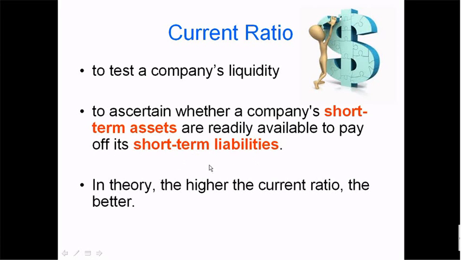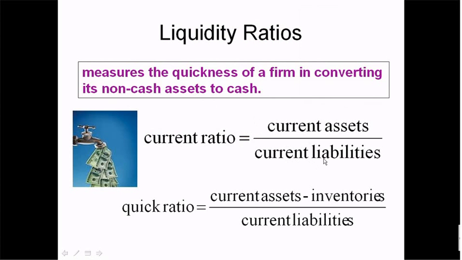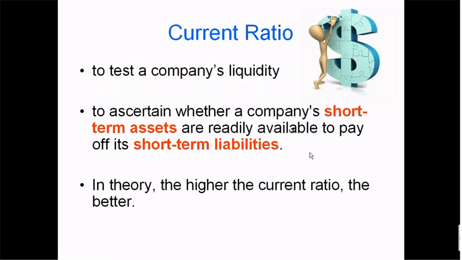So in theory, the higher the current ratio, the better. The higher the current ratio means you have more current assets compared to current liabilities. So if you have a lot of current assets, then most probably you have no problem paying back, because your current assets are greater than your current liabilities. You can anytime take these assets to pay off the current liabilities. So we will use this current ratio to measure by comparing current assets with current liabilities.